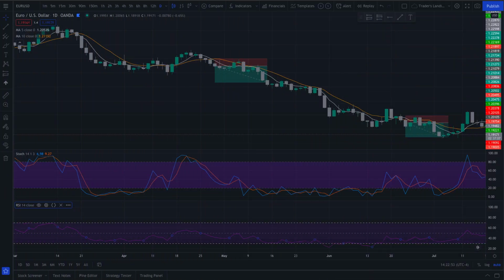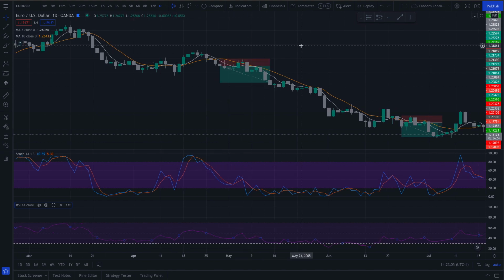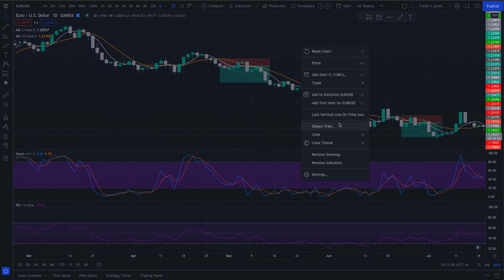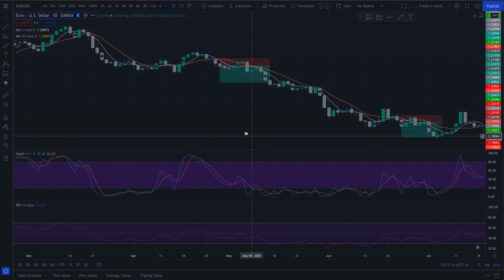So we have our chart up, and our MAs are 5 and 10. We have the stochastic and the RSI. I'm going to adjust these settings so that we can identify entries easier. First thing I'm going to do is go to the object tree, and I'm going to put our price data behind the moving averages so it's easier to see the crosses.